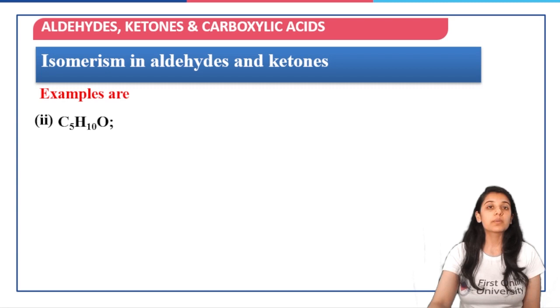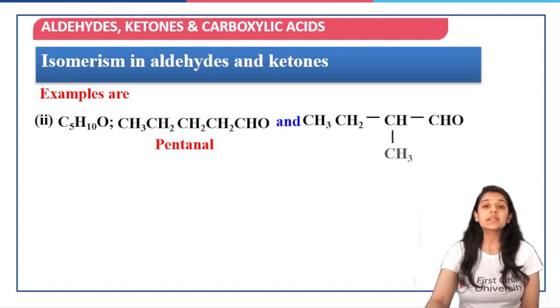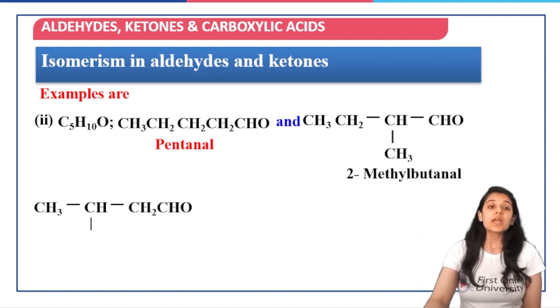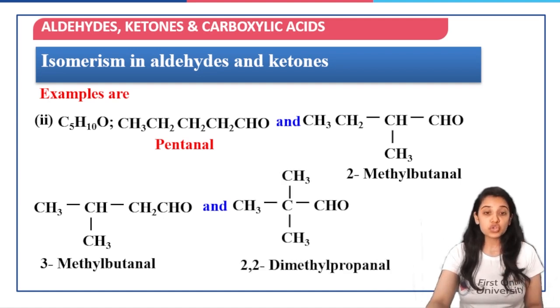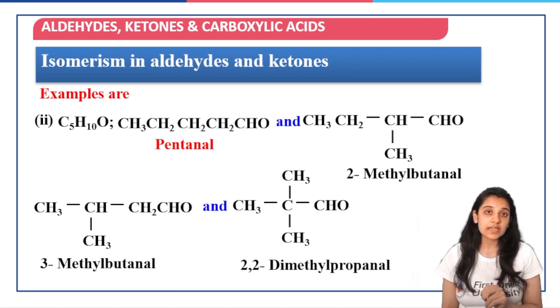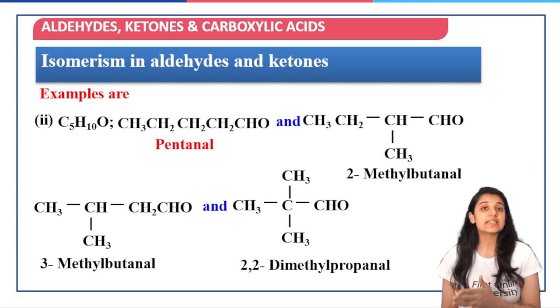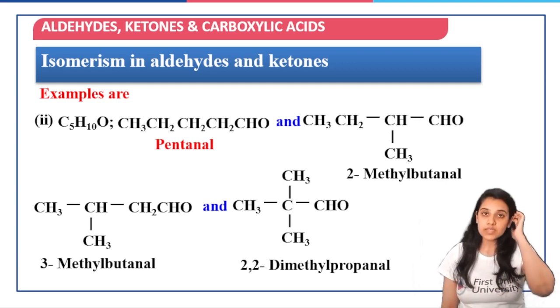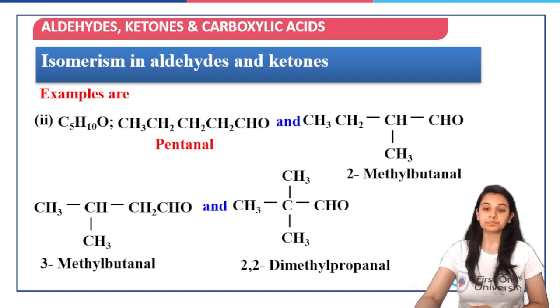Secondly, if we have the formula C5H10O, we can have pentanol possible, or we can also have the possibility of 2-methylbutanol. Another possibility is 3-methylbutanol. Another possibility is 2,2-dimethylpropanol. So for the molecular formula C5H10O, there are 4 different isomers that can exist, which have different chain lengths. Since they differ in the length of the chain, we call them chain isomers, and they are known to exhibit chain isomerism.